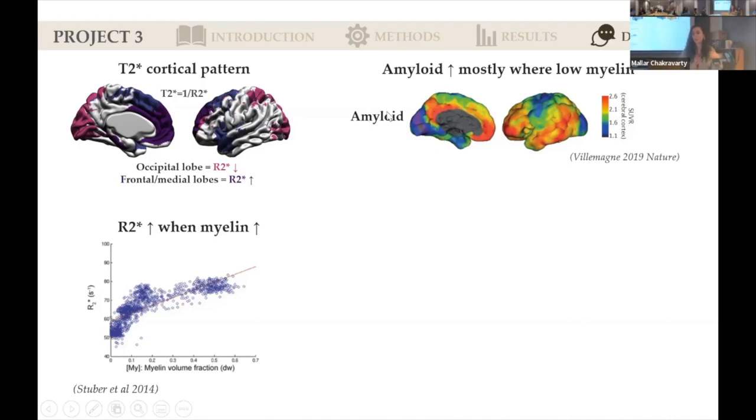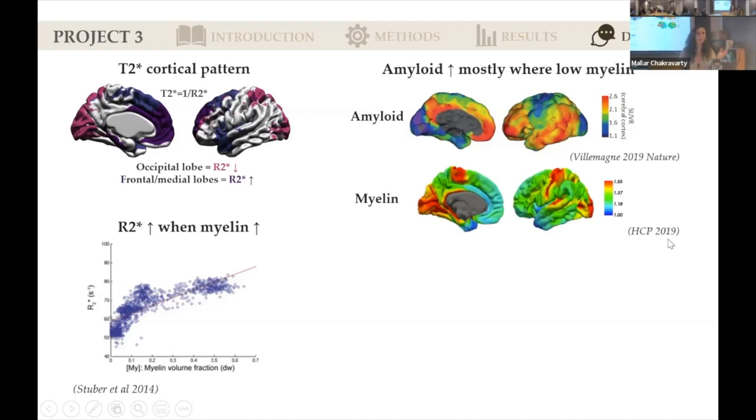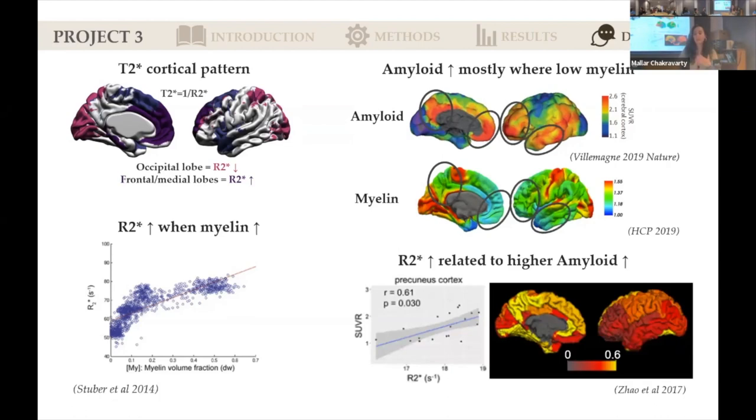So if I show you an average amyloid map with PET scan versus an average myelin map using T1 over T2, for example, we can see that where there is high amyloid, there is low myelin, for example here in the precuneus, but also true in the frontal regions or even in the medial temporal lobe. There are not a lot of studies that try to relate QMRI metrics to disease markers, but there is at least one that showed that R2 star increases when there is more amyloid in the brain. And that was mostly true in the precuneus and the medial temporal lobe.